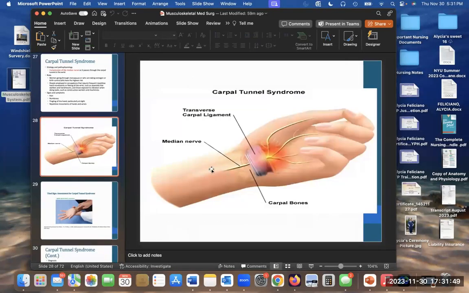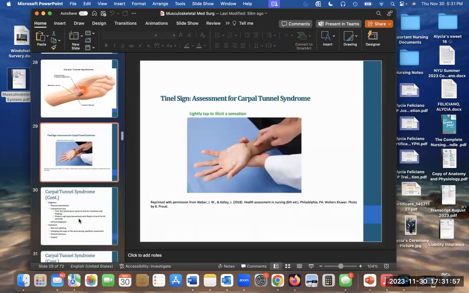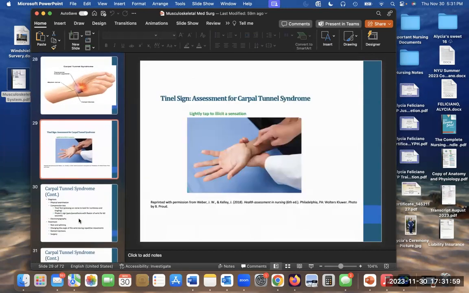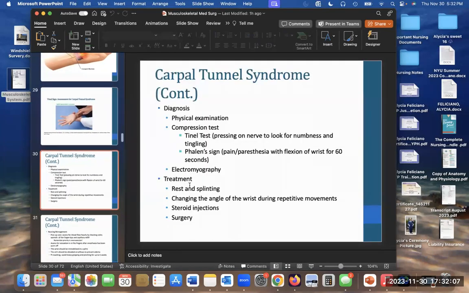And this is just an example of the ligament and the nerve. So the ligament is pressing on that nerve, which is causing the carpal tunnel and the discomfort. If you also tap the area in which that median nerve runs, and that causes pain, they also have carpal tunnel. Now, I was talking about diagnosis or compression tests.